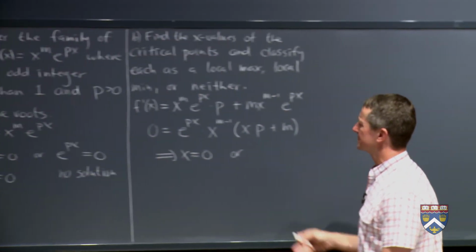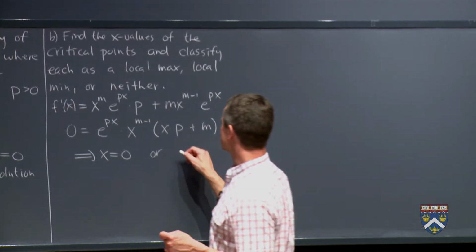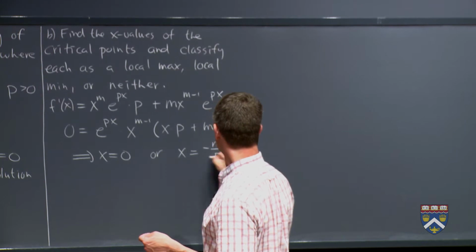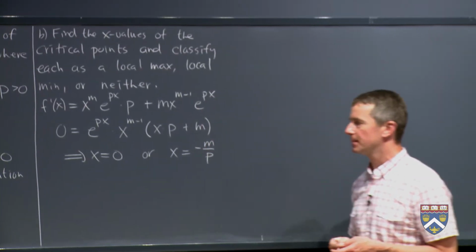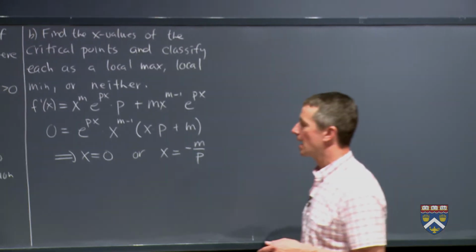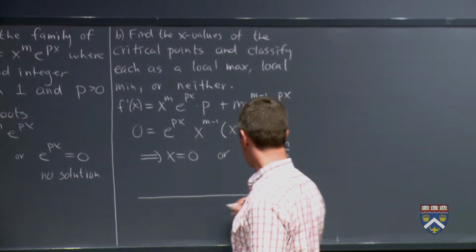And if we set this to 0, that means px equals negative m. So x equals negative m over p. So these are our candidates to be local extrema. And now we have to check to see if they are or not. And for that, we do our number line.